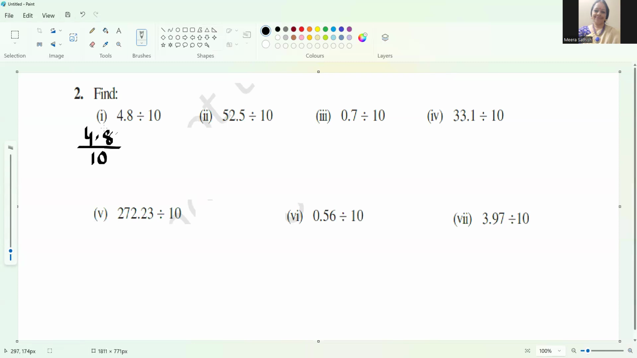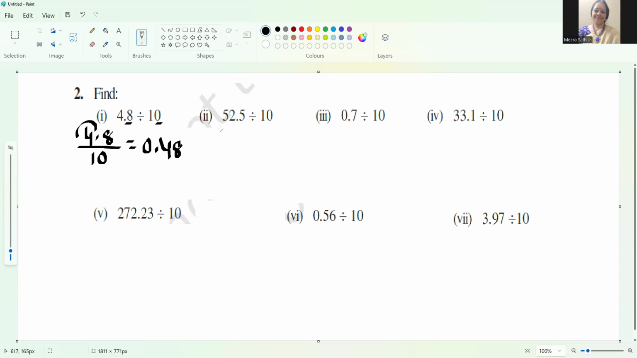So here, the numerator is already 1 decimal. The denominator's zero also has to be counted as 1 decimal. But total, how many decimals are there? This is 1 decimal. This 1 zero also is to be counted as a decimal. So total 2 decimal places have to come now. So this will become 0.48. Or you can understand in another way, the decimal will move one place to the left. That way also you can understand.